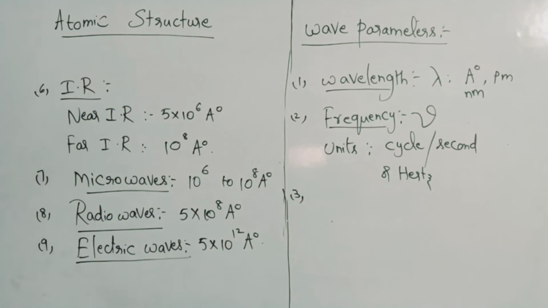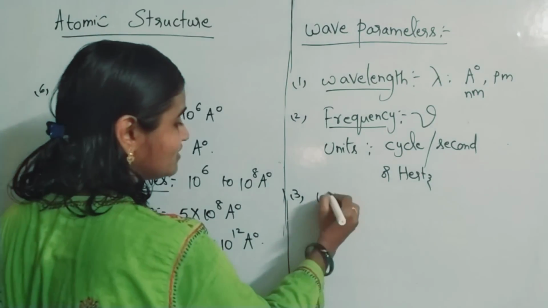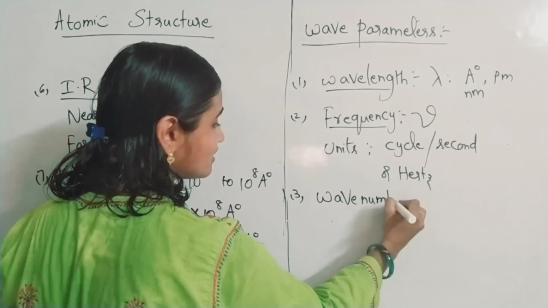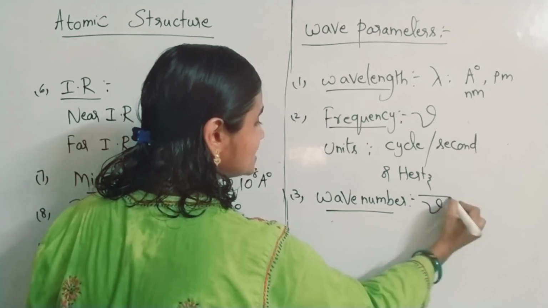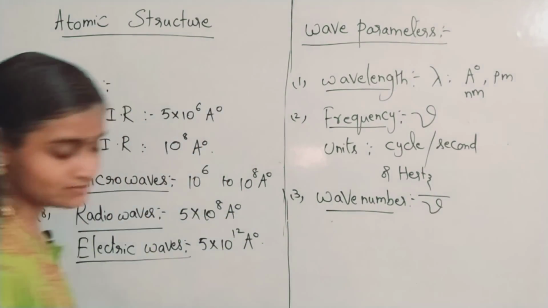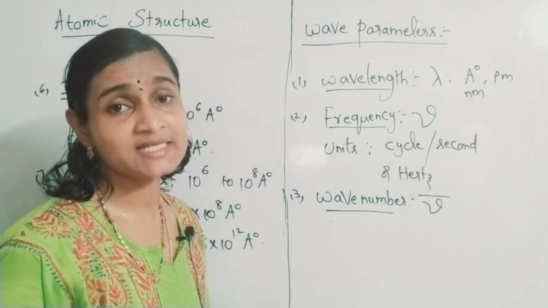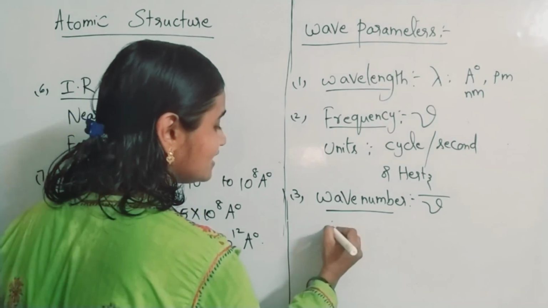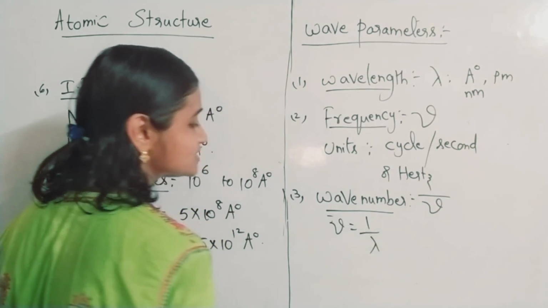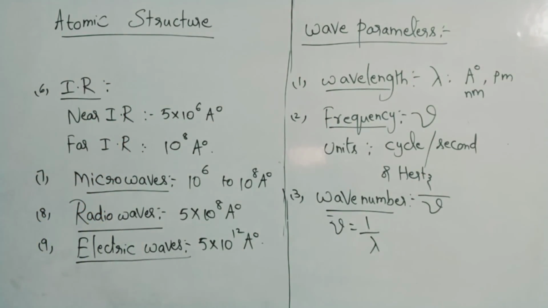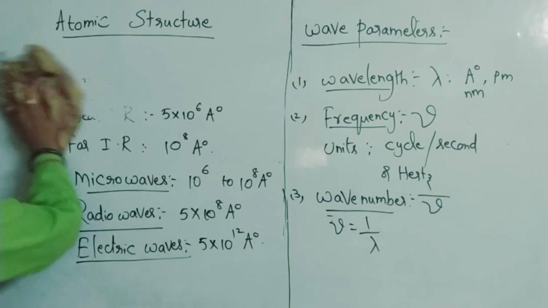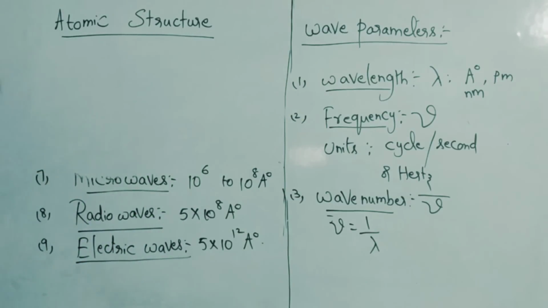The next parameter after frequency is wave number, denoted by the symbol nu bar. The number of waves present per unit length is called wave number, and it is the reciprocal of wavelength. After wave number, the next wave parameter is amplitude.